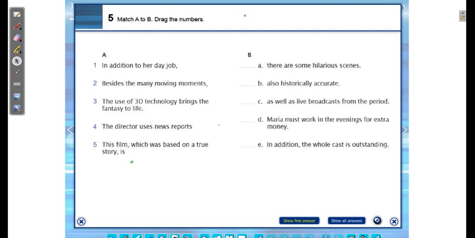So where would you put number 1? In addition to her day job, she has a job, but she needs to work more. So she needs to get extra money, so she works in the evenings. Besides the many movie moments about the film, what? Yes, you can see there are some hilarious, very funny scenes. 3. The use of 3D technology. How about 3D technology? 3D brings the fantasy to life.